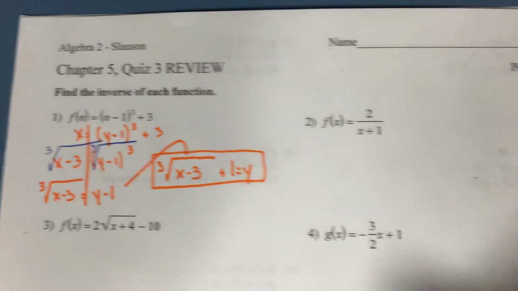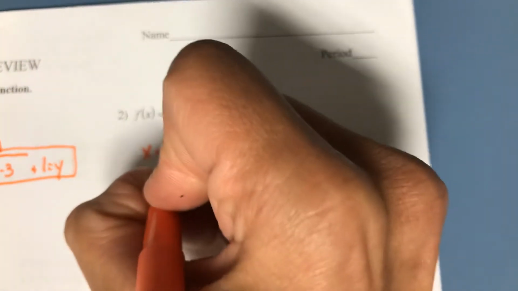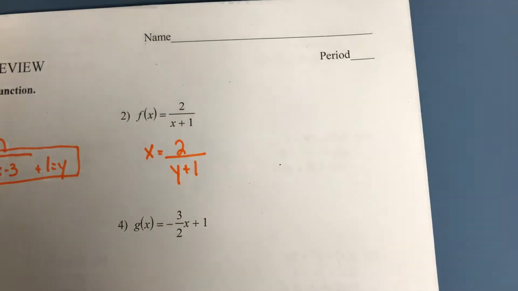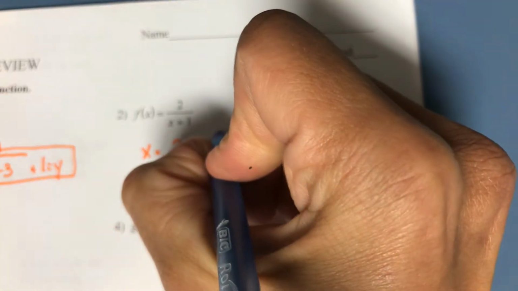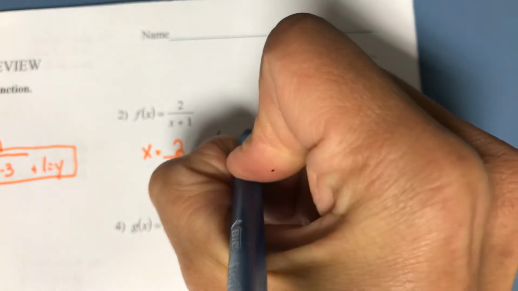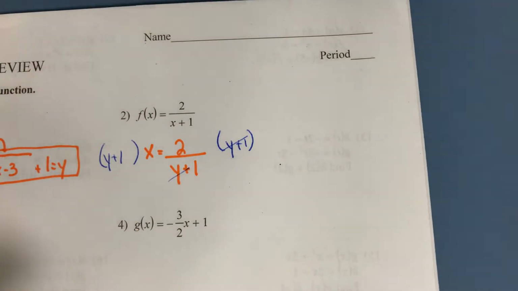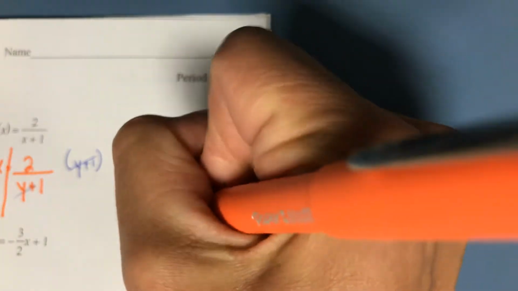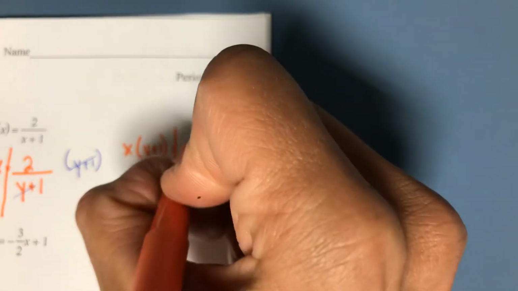Number 2, again, my first step is I will be switching x and y around, and I want to get y by itself. The problem I'm going to face here is that y is in a denominator, so what I'm going to do is quickly just get it out of the denominator, and I'll do that by multiplying this side by y plus 1, and then these will cancel out, and then I'll multiply this side by y plus 1. So where I am right now then is, on this side I have x with y plus 1, and on this side I just have 2.